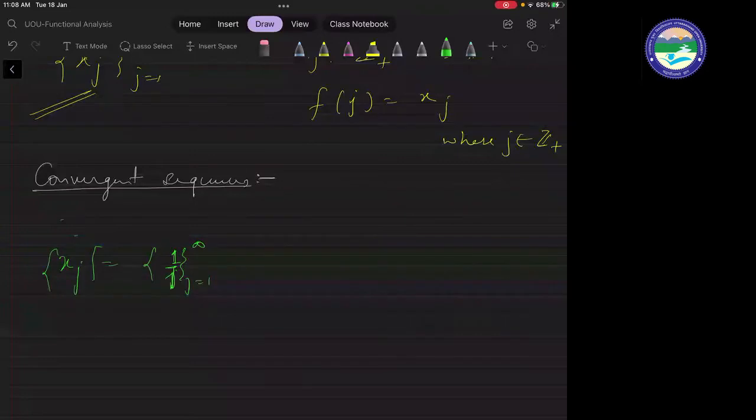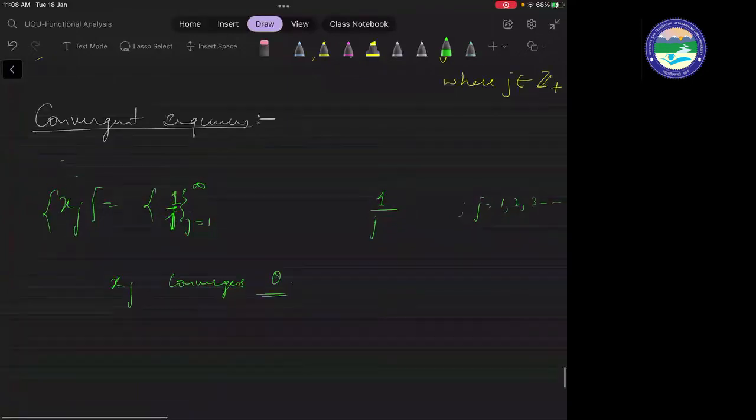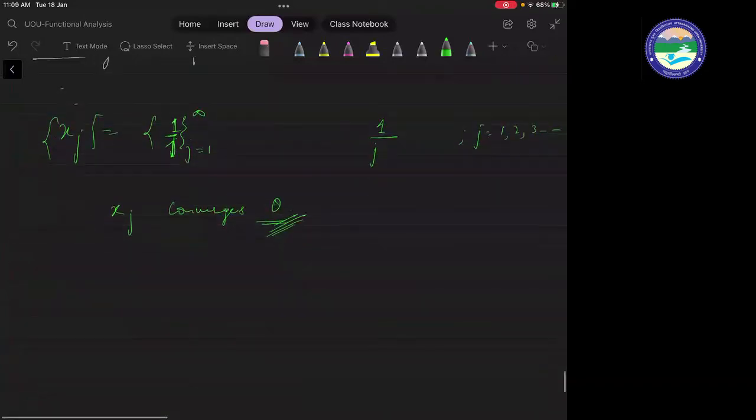Is this sequence convergent? 1 by j, where j equal to 1, 2, 3, and so on? 0. Why? So you are saying that this xj converges to 0. But how did you say this? How did you find that 0 is the point where it converges? Okay, what did you see?